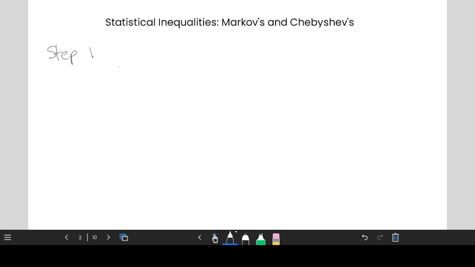We want to write the expectation as an integral, right? We can all do that. So we have the expectation of X given as the integral from 0 to infinity of x f of x dx. So we can all write the expectation as an integral.